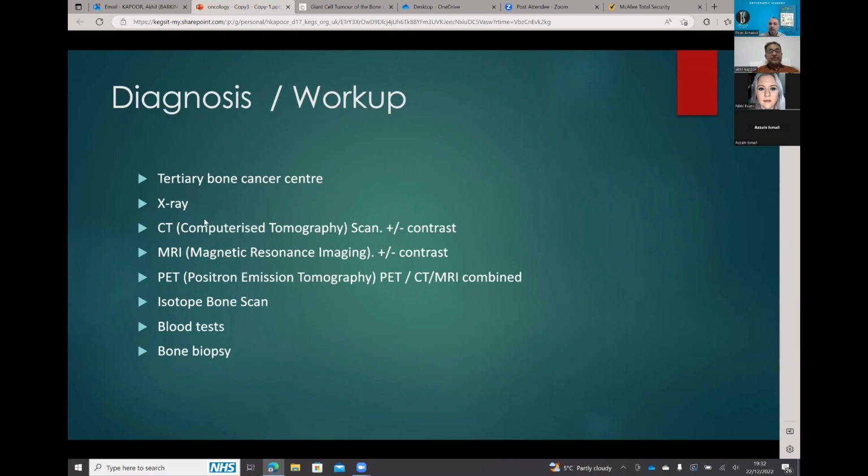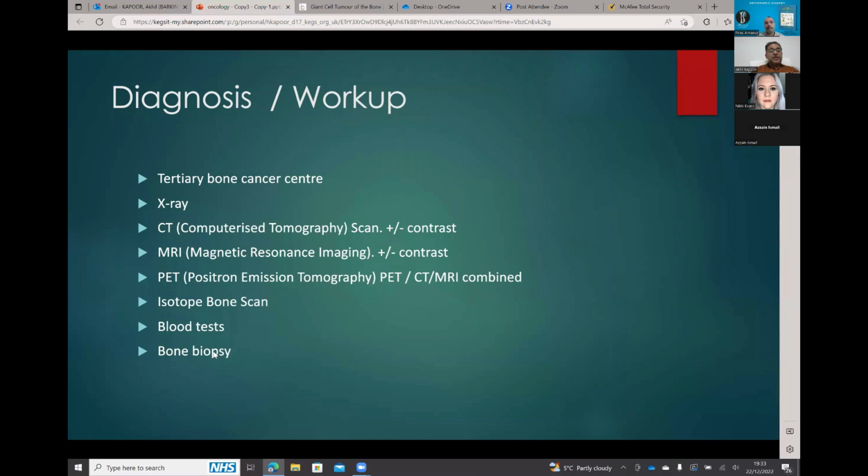So we've seen the X-ray. If you are in a district general hospital and you have facilities, you should try and organize urgent further radiological imaging like a CT scan with or without contrast, or an MRI scan with or without contrast. PET scan is optional and usually done in tertiary centers. Isotope bone scans can be done, but they're only relevant in certain tumors and they're not essential. Routine blood tests should be done as well.